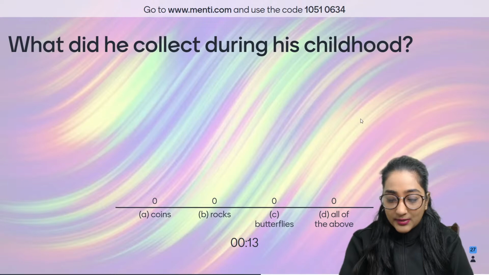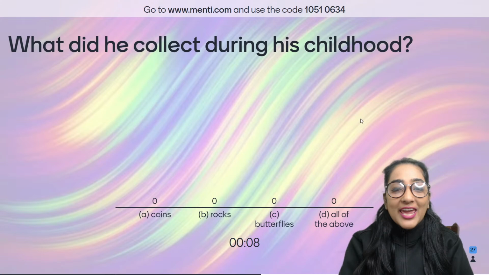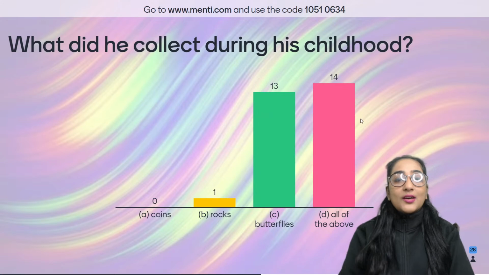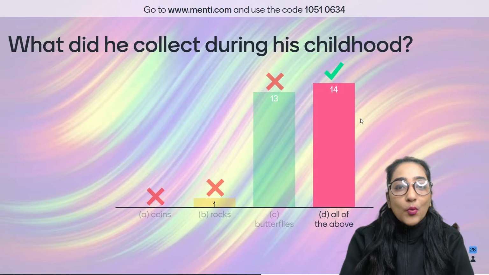Okay, Zen, D. This time the answer is D. Let's see if that is going to be the case. 8, 7, 6, 5, 4, 3, 2, 1. And the time is up. So what exactly is going to be the right answer? Oh my God, everyone, he used to collect rocks. He used to collect the coins. This has been so given. What did he used to collect during his childhood?